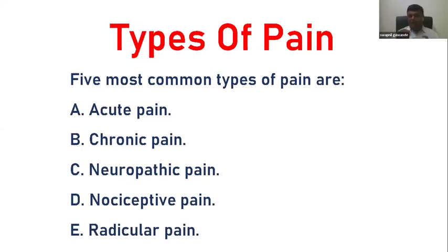These are the 5 main or 5 common types of pain, that is acute, chronic, neuropathic, nociceptive, and radicular pain. As you all know, the pain which arises because of a sudden event, or suddenly within a short period, and will subside with some treatment, is acute. Chronic pain is for more than 3 months or more than 6 months.